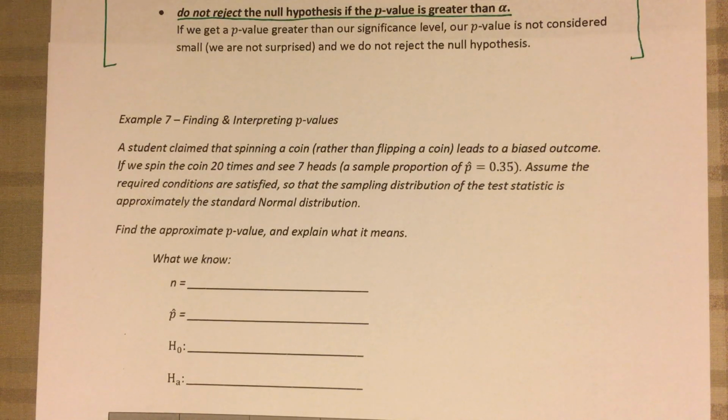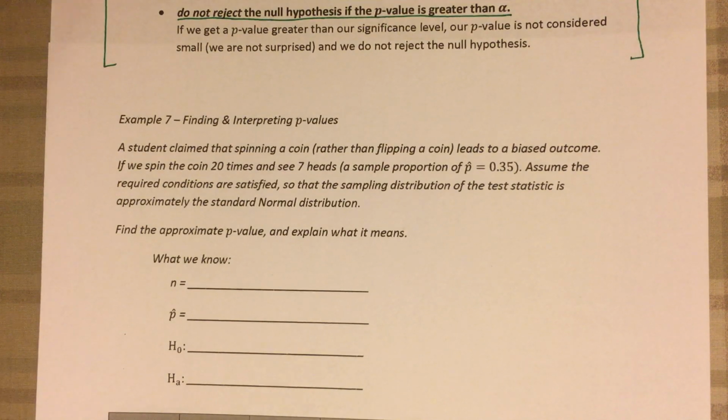A student claimed that spinning a coin rather than flipping a coin leads to a biased outcome. If we spin the coin 20 times and see 7 heads, which gives us a sample proportion, a p-hat of 0.35, assume the required conditions are satisfied so that the sampling distribution of the test statistic is approximately the standard normal distribution. We're going to find our approximate p-value and explain what it means.